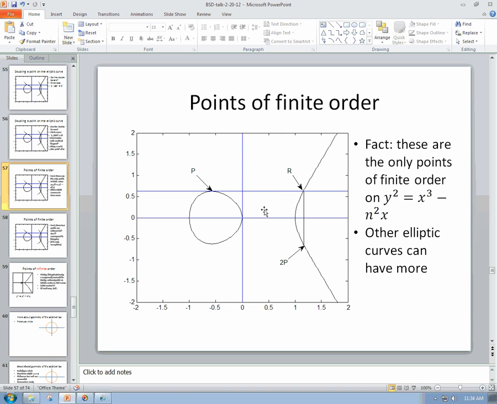There's no points where you triple them you get 0, or you quintuple them you get 0. Turns out other elliptic curves can have more. It's a very interesting thing to study. But for this particular specific elliptic curve, 1, 2, 3, and the point at infinity are the only points of finite order.